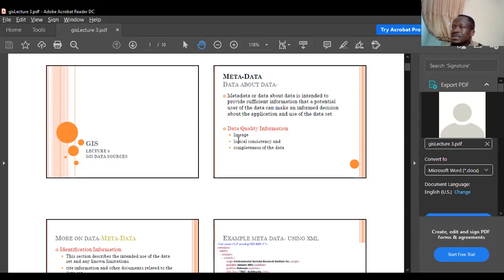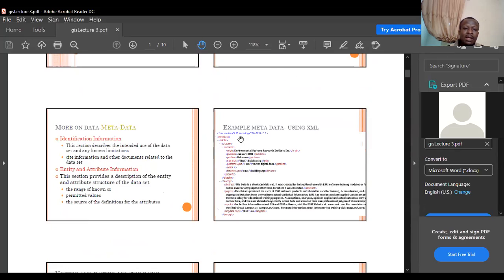Completeness of the data means that we can't say we want data on Kaswa and then leave out some part of it. We can't say this is Accra data and Kaneshi is not part of it. So we need to touch on that in our metadata. We need to tell about lineage, logical consistency, and completeness of the data.